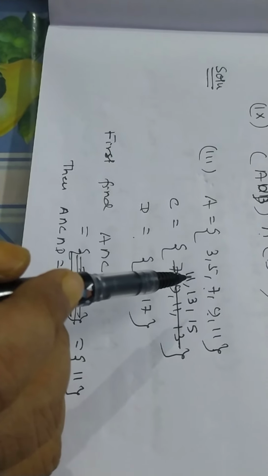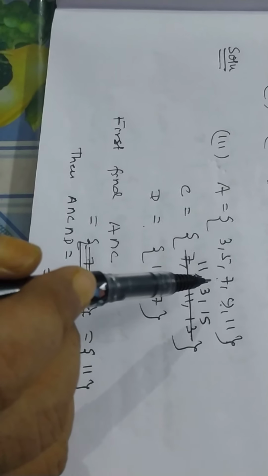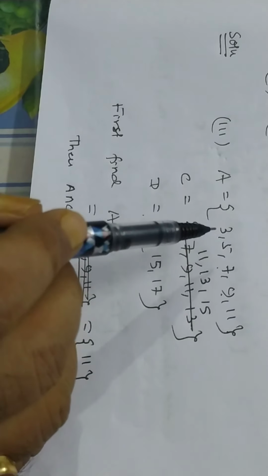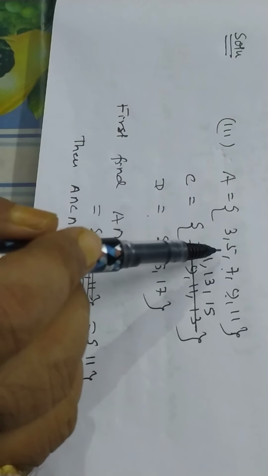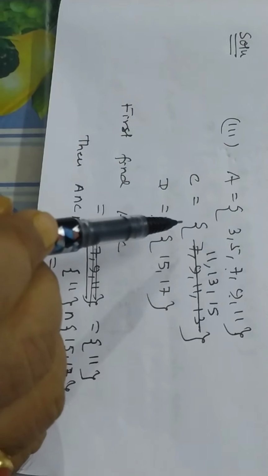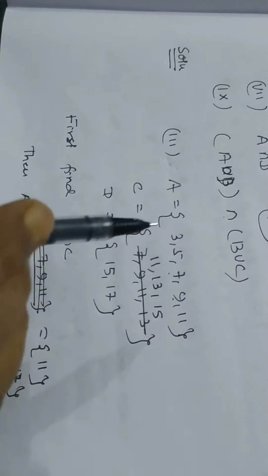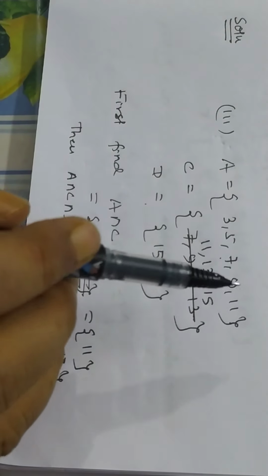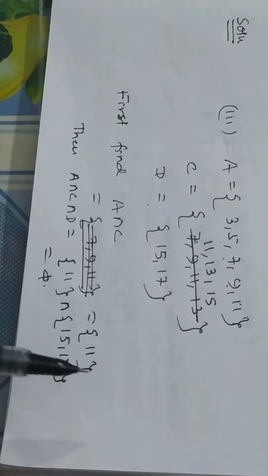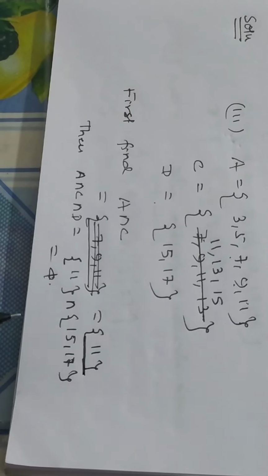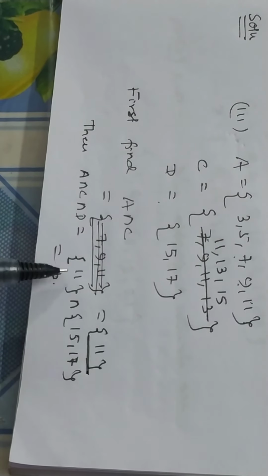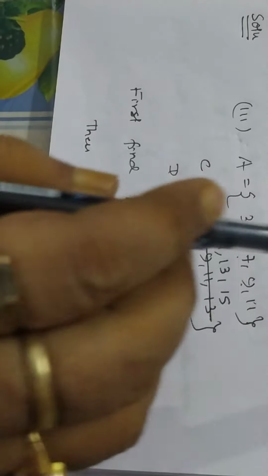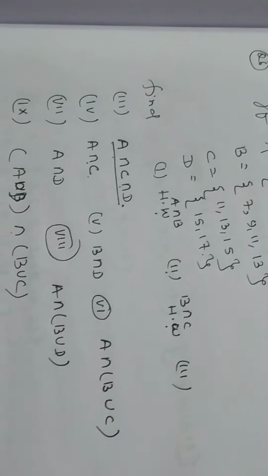Now, my dear students, there is some mistake in problem number 3. A is the set with elements 3, 5, 7, 9, 11. And C is 11, 13, 15. And D is 15, 17. First we find A intersection C. What do you observe? 11 is common. So A intersection C is equal to the singleton set 11. Now A intersection C is the singleton set 11, and D is 15, 17. So no element is common. So A intersection C intersection D is equal to empty.